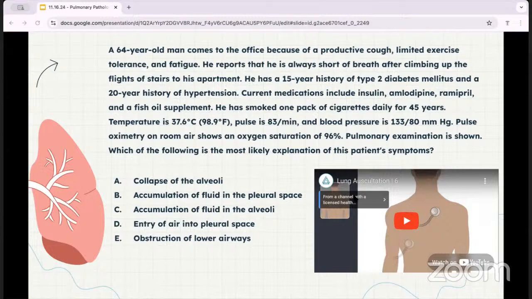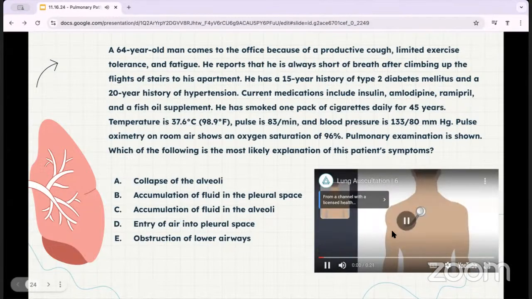The pulmonary examination is shown. We'll listen to it. This is a lung auscultation. Which of the following is the most likely explanation of the patient's symptoms? So let's listen to the pulmonary examination before looking at the answer choices.